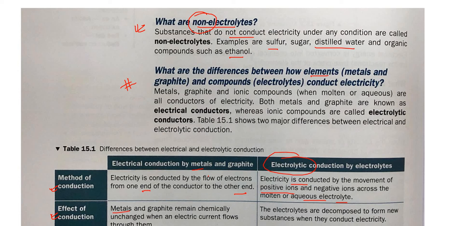So what is the effect of conduction here? Here the metal or graphite will remain chemically unchanged because the current just flows through them. And in this process the electrolytes are decomposed, okay. So if this is sodium chloride, it will become sodium ion and chloride ion, and a new substance can form based on what is discharged and what is not. And I hope this part is clear now.